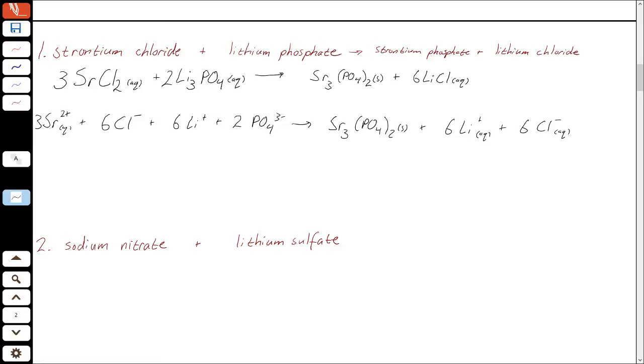So then you can look on both sides and see what is the same on both sides. In this case, it's lithium and chloride that are on both sides. So then we know that our net ionic equation is just the strontium and the phosphate. So 3 strontium plus 2 phosphate gives strontium phosphate precipitate.